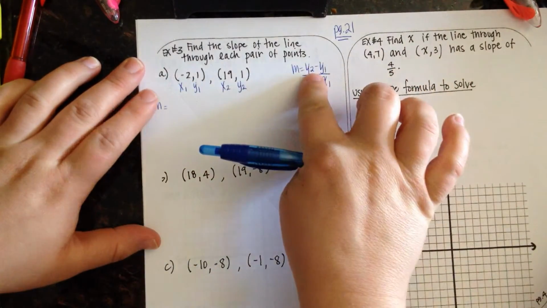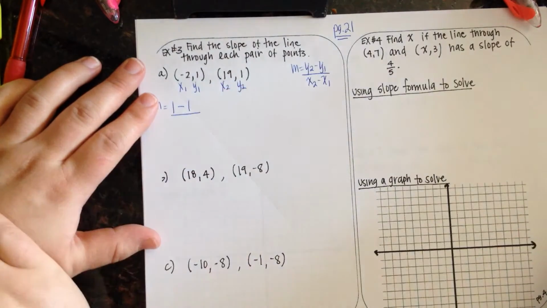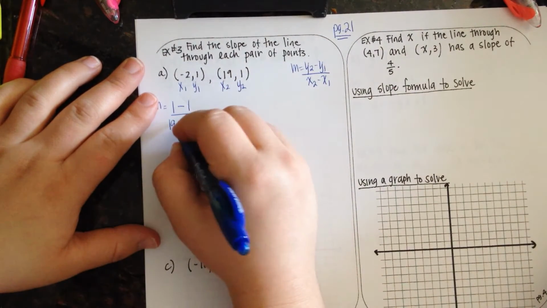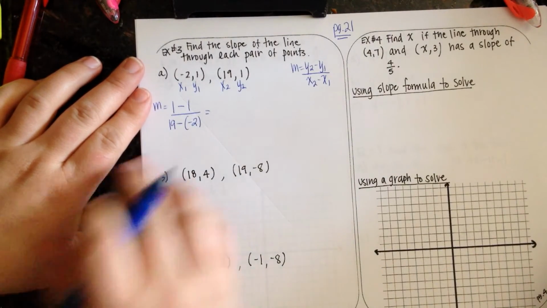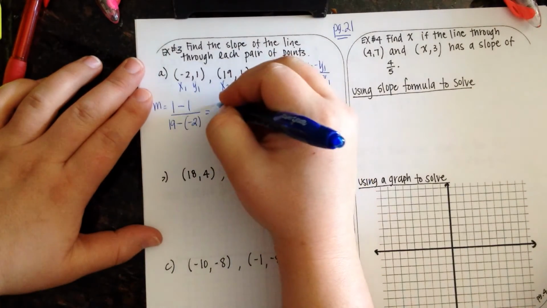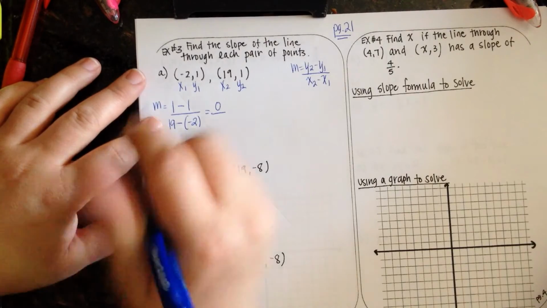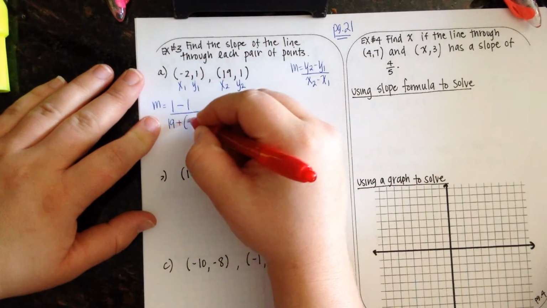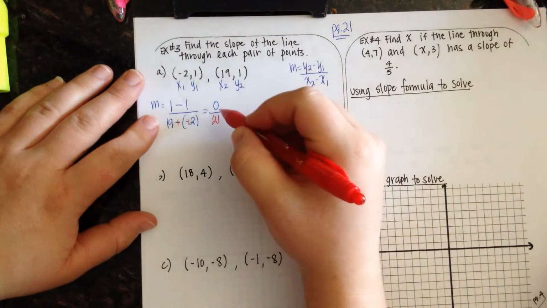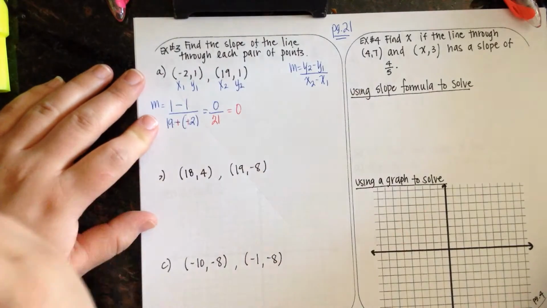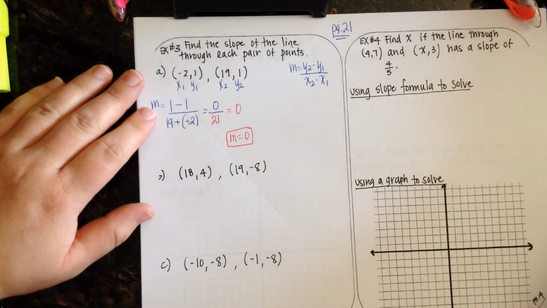y2 is 1 minus y1 is 1. x2 is 19 minus x1, which is negative 2. You're going to end up showing all of your work. So even if you already noticed this is 1 minus 1 is 0, and what happens when 0 is on top, I want you to go ahead and finish this. Okay, this becomes a positive. 19 plus 2 is 21. When 0 is on top, my slope is 0. So m equals 0 for this first problem.